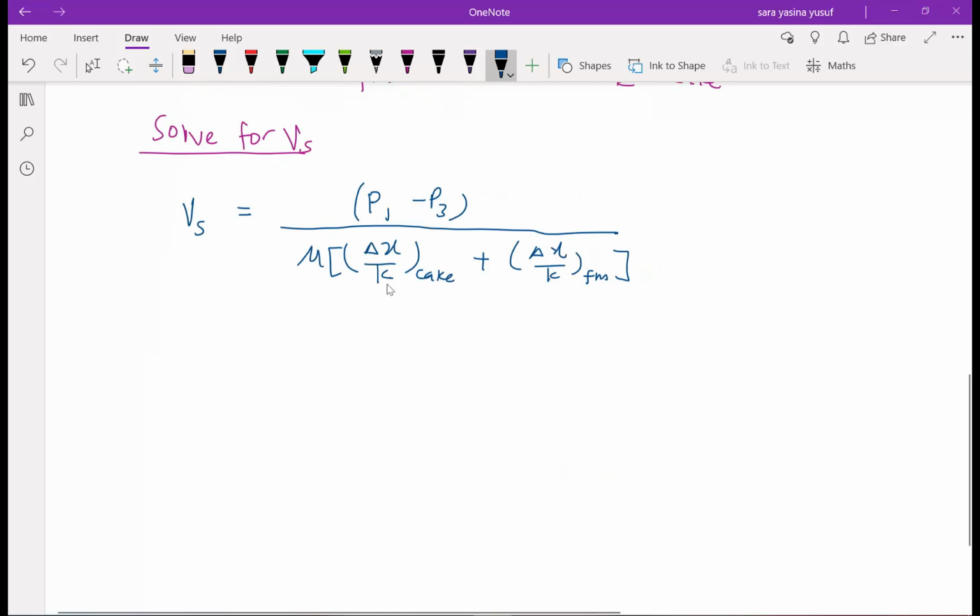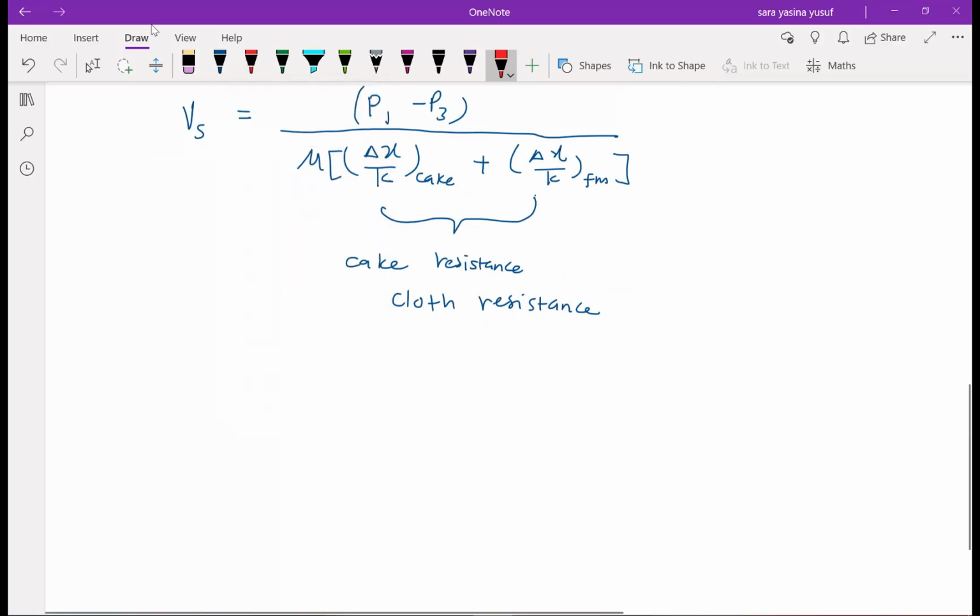Alright, now you can see there are two, okay, we call it resistance. There are two resistance expressions here. The first one we call cake resistance, and the other one we call cloth resistance, because of resistance to the flow due to the filter medium, and for cake resistance, resistance of flow due to the bed of cake, or particle accumulation.